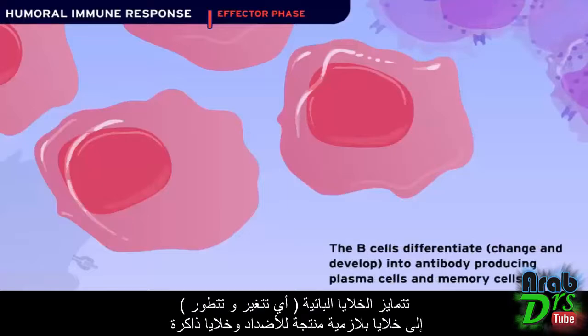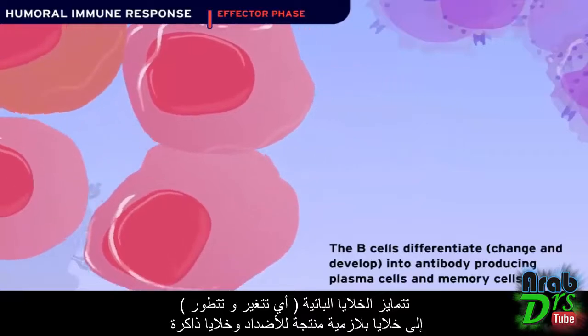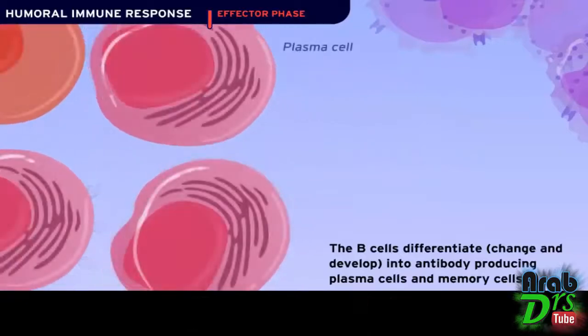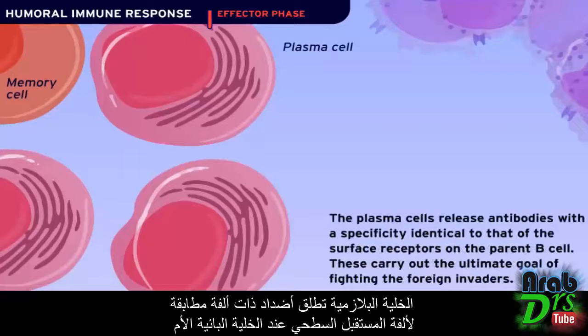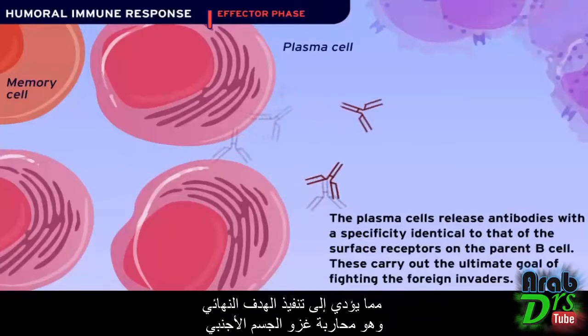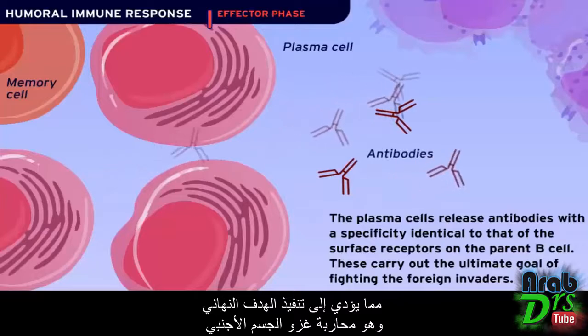The B cells differentiate, change and develop, into antibody-producing plasma cells and memory cells. The plasma cells release antibodies with a specificity identical to that of the surface receptors on the parent B cell. These carry out the ultimate goal of fighting the foreign invaders.